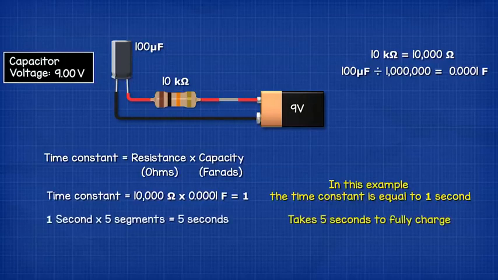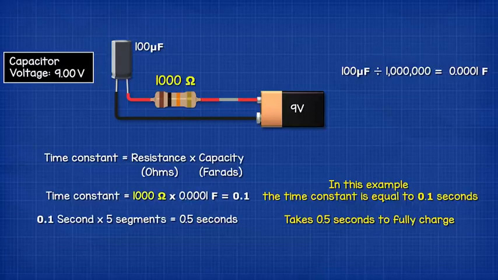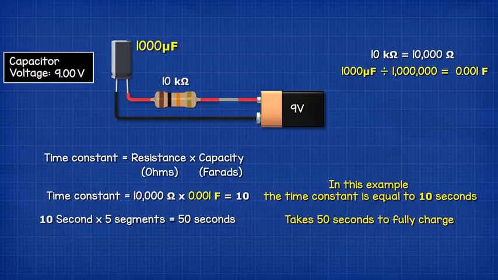Therefore, 5 of these is 5 seconds, meaning it takes 5 seconds for the capacitor to fully charge to 9 volts. If the resistor was just 1000 ohms, the time constant would be 0.1 seconds, so it would take 0.5 seconds to reach 9 volts. If the capacitor was 1000 microfarads, it would take 50 seconds in total. So, as the capacitor size increases, the time taken will also increase. If the resistor value increases, then the time taken also increases.